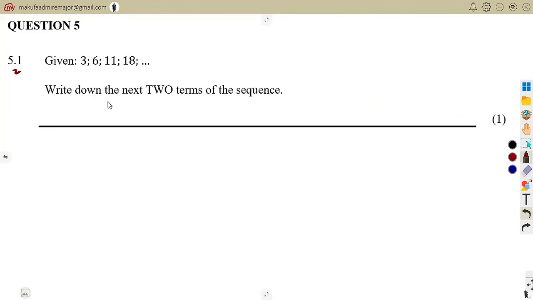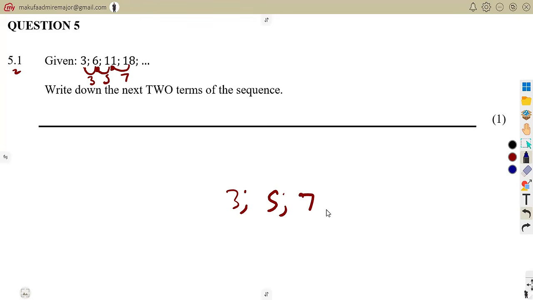Given this pattern, write down the next 2 terms of the sequence. So if we are to consider, in this case, there is a difference. 6 minus 3, which is 3. 11 minus 6, which is 5. 18 minus 11, which is 7. So we can see that these numbers 3, 5, 7. There's something about these numbers. There's just a difference of 2. 3, 5, 7. Or we can say these numbers that we are talking about, they are referred to as what? As odd numbers.